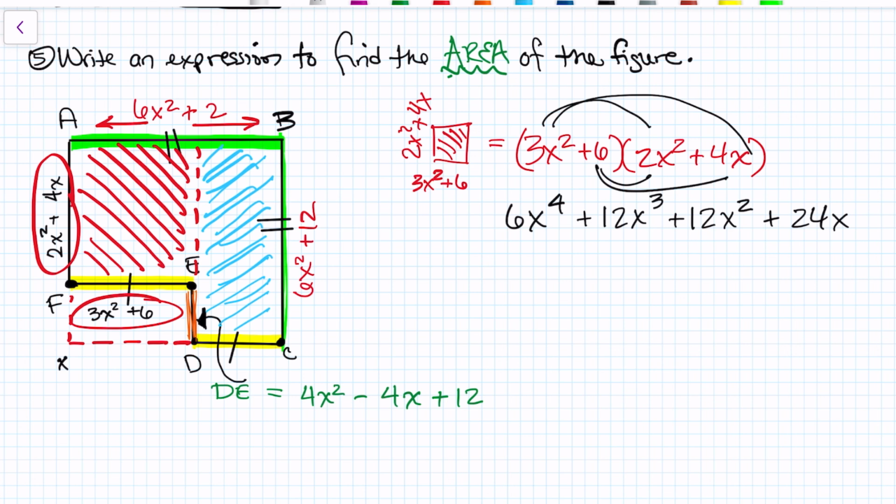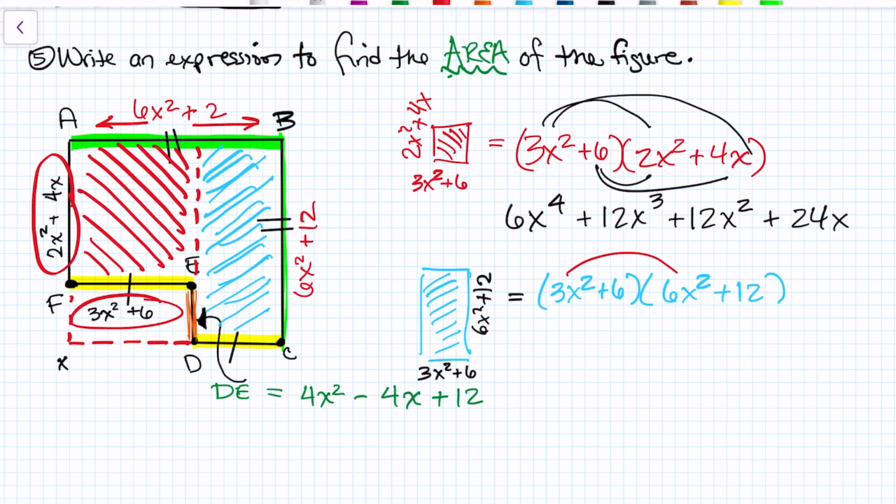And now I want to find the area of the blue part here. So I know that one side of the blue figure is this 6x squared plus 12. And the other side, since DC is congruent to FE, I know that the base of this rectangle is 3x squared plus 6. So when I find the area of this, I'm going to, again, FOIL these together.